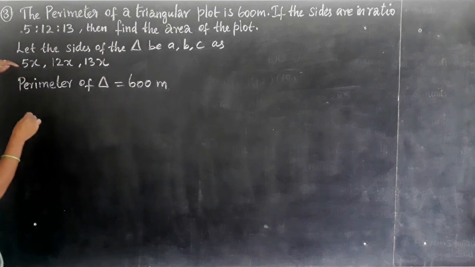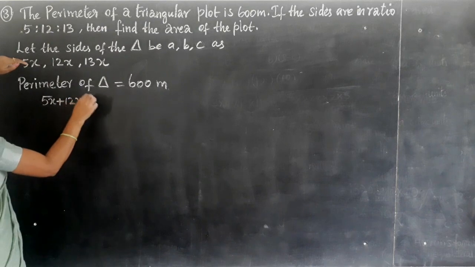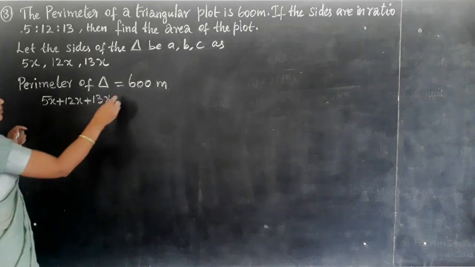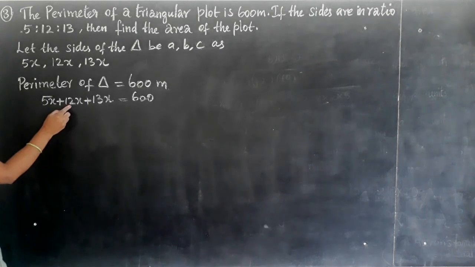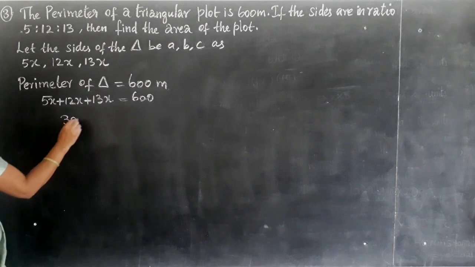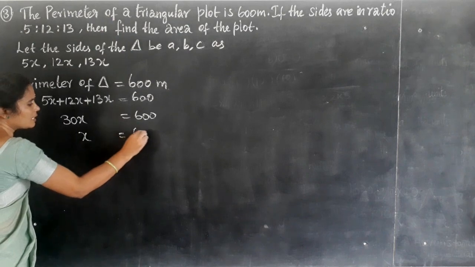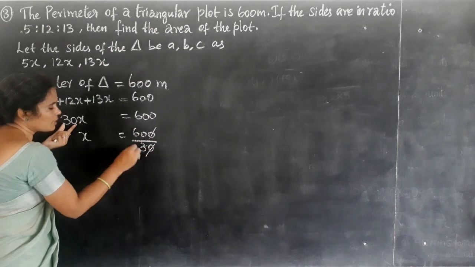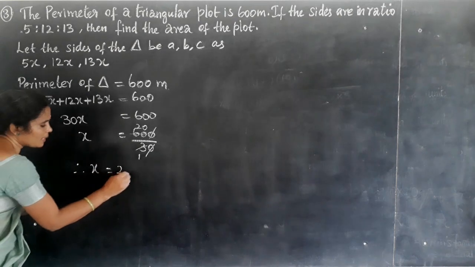Now the perimeter of the triangle is 5x plus 12x plus 13x, so A plus B plus C is equal to 600. Add 5 plus 12, 17, plus 13, so 30x is equal to 600. So x is equal to 600 divided by 30. The zeros cancel, 3 twos are 6. Therefore x is equal to 20.